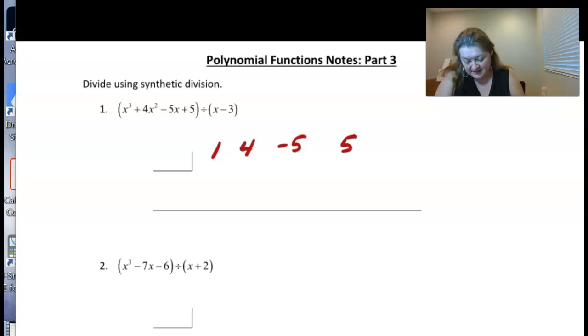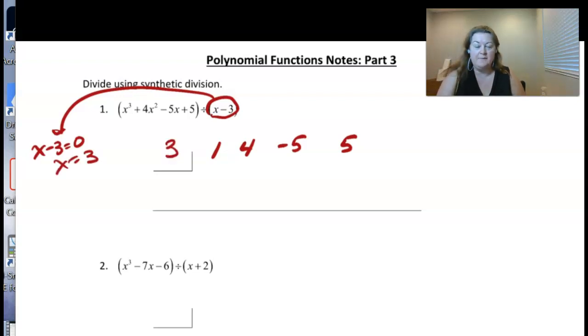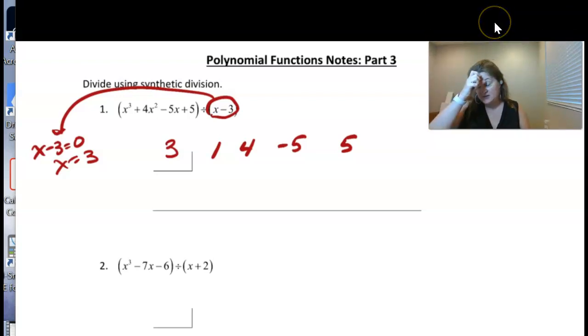Next thing is I want to take this part that I'm going to divide by, and it's going to go out to the front. You set that equal to 0 and solve it, and that's the number that goes in here. So we are going to be dividing by 3. We're dividing by the factor called x minus 3, but we are dividing by the actual number 3. We want to see if 3 is a possible answer to this polynomial.